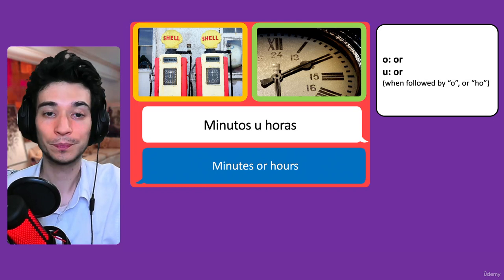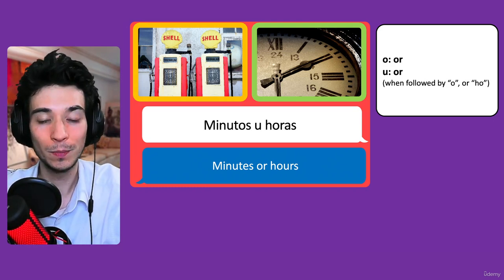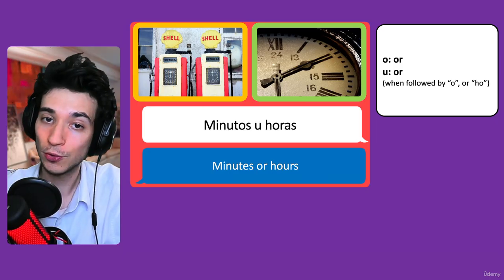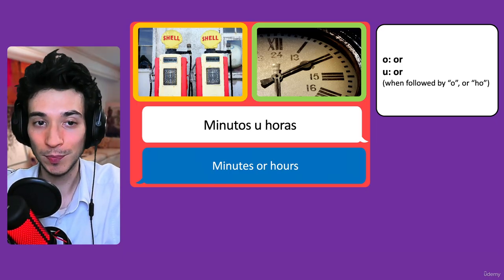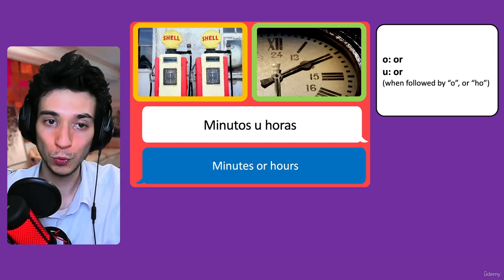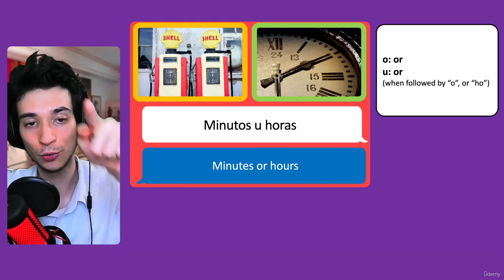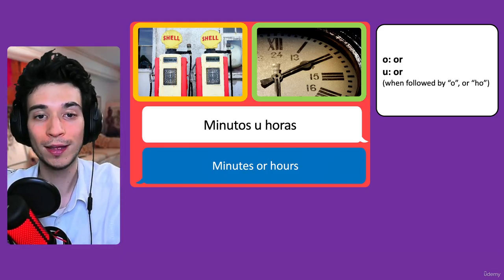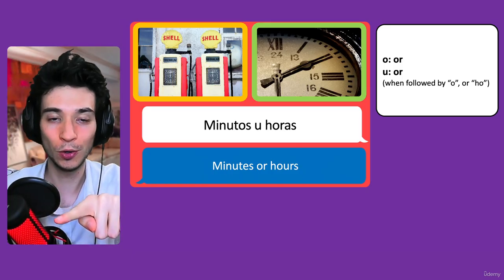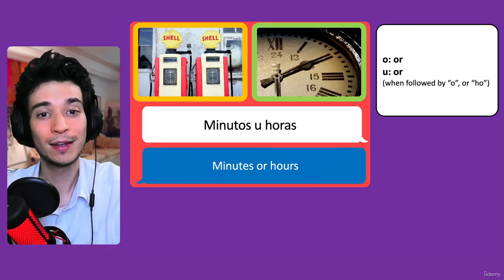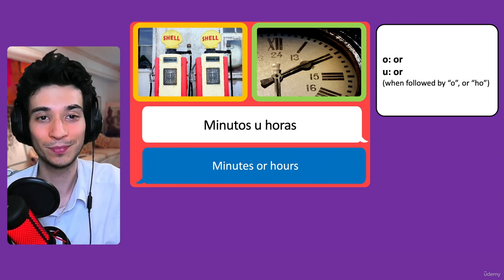And another example. Minutos u horas. Minutes or hours. So horas starts with h, but it's followed by o. So that's the reason we have to change to u, because the h is silent, so it basically skips the h to the next letter, which is o. If that h was followed by a word that is not o, then you would use o. But in this case, it's o, so you change o for u.